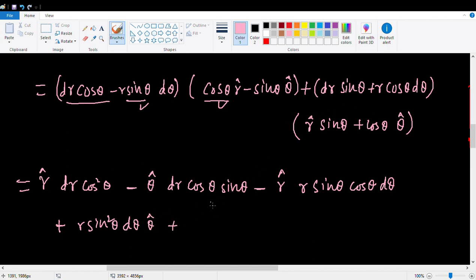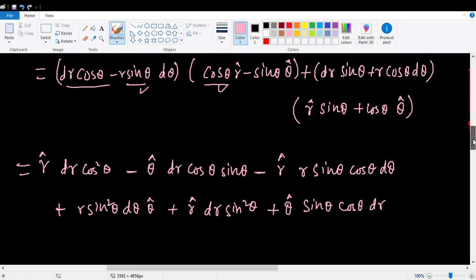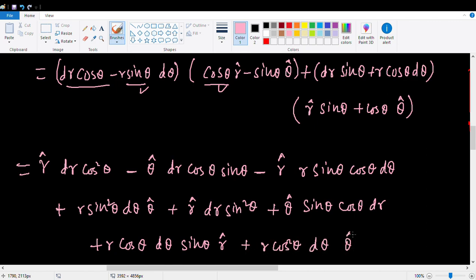Now similarly, what happens is that r hat sin square theta dr. I may make a mistake, so be careful with this multiplication. Now it is done for this: r cos theta d theta sin theta r hat, and with this, cos square theta d theta, now theta hat.